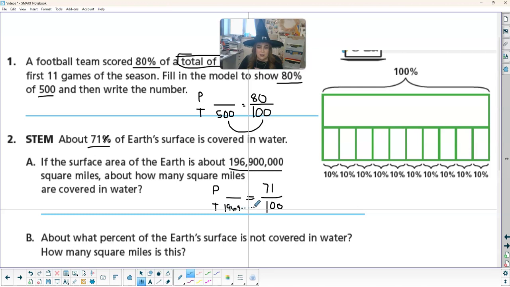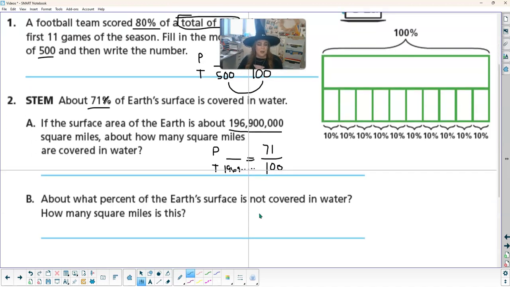196,900, and 1, 2, 3 more zeros. So I'm just doing 71 times 1,969, and then when I'm done, I just need to add 5 more zeros. Then divide it by 100. So we're multiplying these: 71 times 1,969, then add 5 zeros, divided by 100.